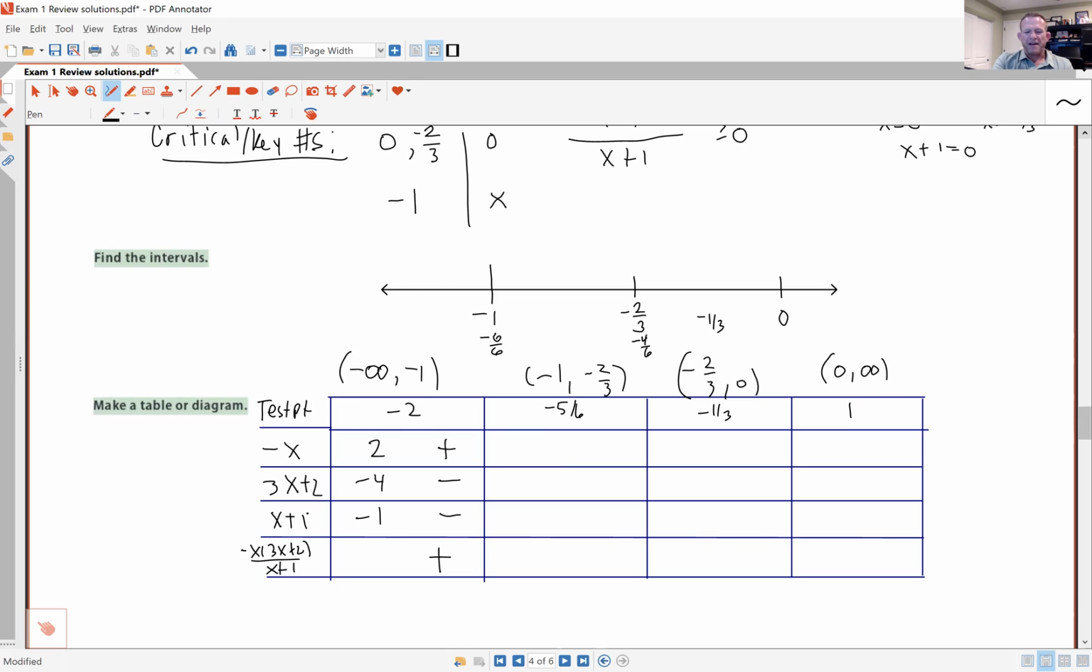Now plugging in negative 5/6, the opposite of negative 5/6 is 5/6. Negative 5/6 times 3 is negative 5/2, plus 2. Negative 5/2 is negative 2.5, plus 2 is going to be a negative.